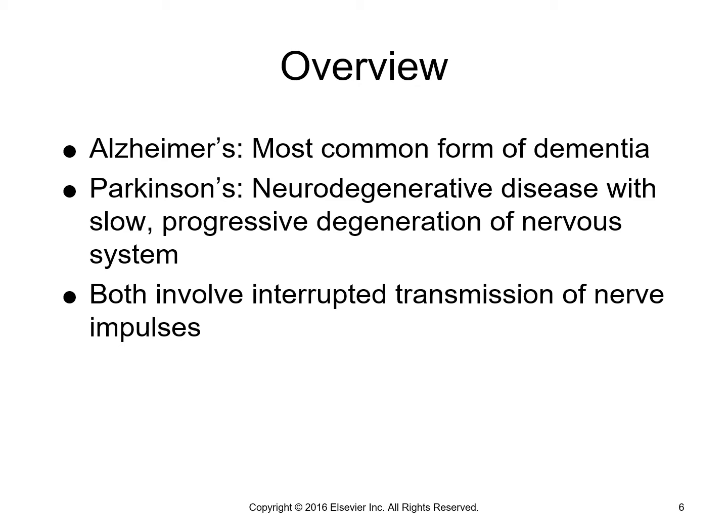So, a quick overview. Alzheimer's and Parkinson's disease are both progressive neurologic disorders that are more common in people as they age. Alzheimer's disease is the most common form of dementia, while Parkinson's is a neurodegenerative disease with slow progressive degeneration of the nervous system. So both conditions involve interrupted transmission of nerve impulses. Know that both Alzheimer's and Parkinson's disease are under the umbrella of dementia.